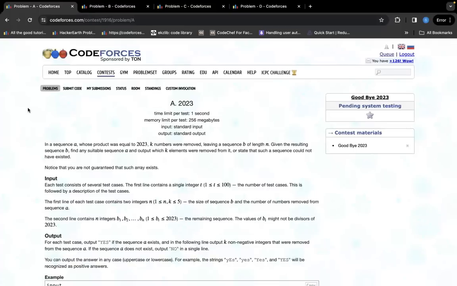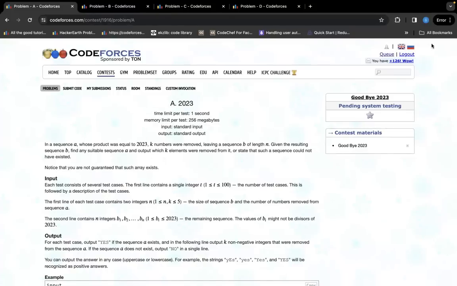Okay. So guys, let's start with the post-contest discussion of Goodbye 2023 round. It also happens to be the last round of 2023. So we'll go one by one. We'll go A, B, C, and then D. So let's start with A.